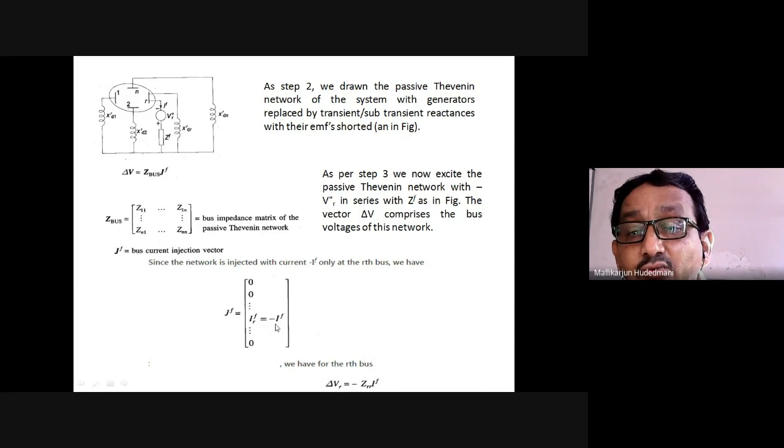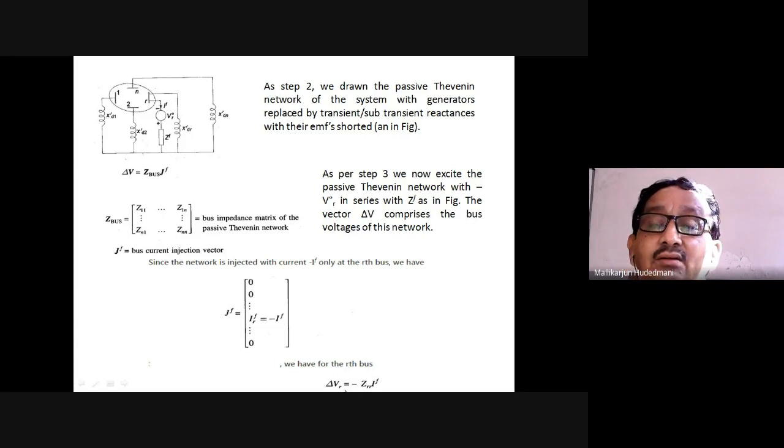ZRR into minus IF provides me the differential voltage delta VR at bus number R. Then what exactly did I calculate? During the fault, if there occurs a change in voltage, what will be the prevailing voltage after the occurrence of the fault, post fault? That is delta V I should find out. For an arbitrary fault on an rth bus, delta VR stands as minus ZRR into IF.